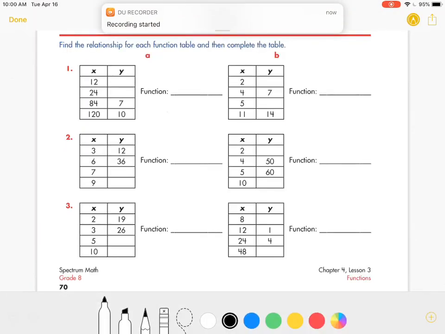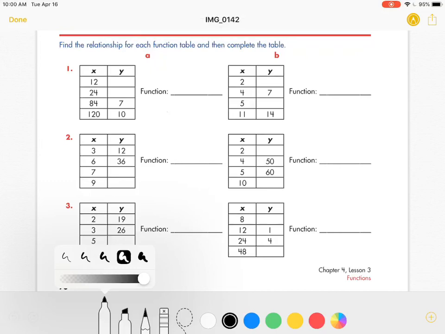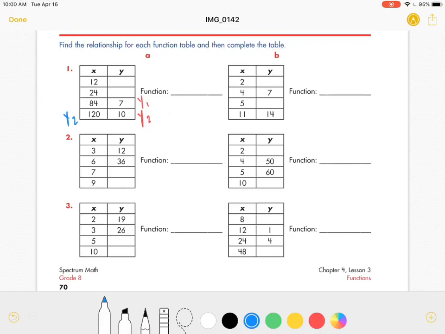Alright class, so today we are going to go over how to create a function from a table. What we need to do is start out by labeling two y values and two x values as y2 and y1. So I'm going to label this value here as the second y value, 10, and this value here is the first y value, 7. And then I'm going to go to the x side and label the second x value as x2. The first x value is x1.